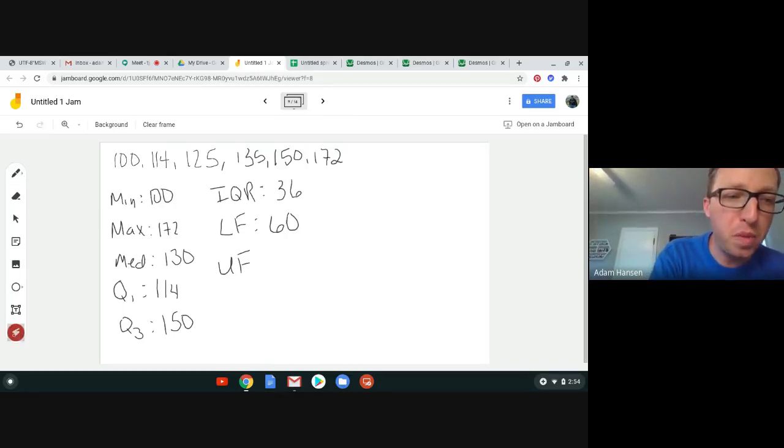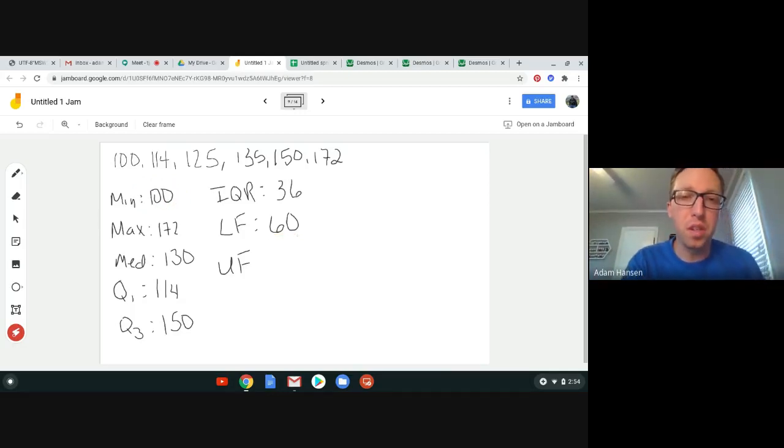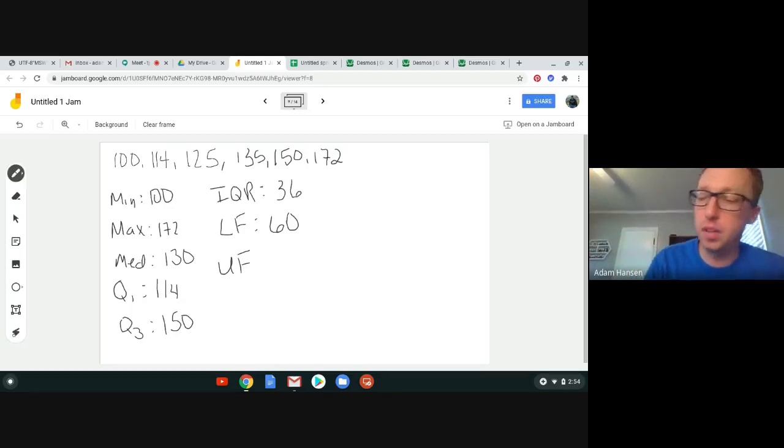Now the minimum would be 100. So there's no data value that would be less than or more extreme than 60, smaller than 60. So we have no outliers on the left. Let's do the same for the upper fence. That would be 150, Q3, plus 1.5 times 36, or 204.